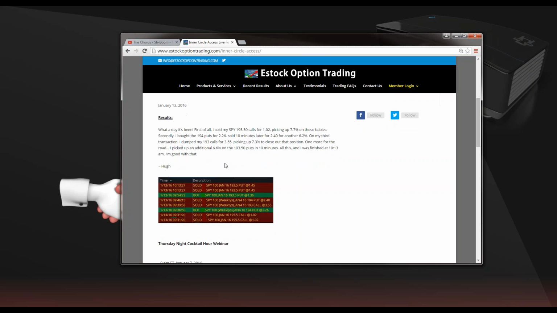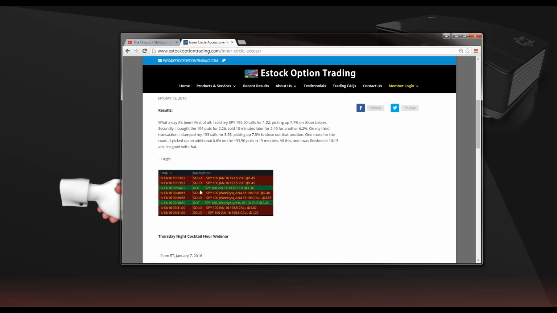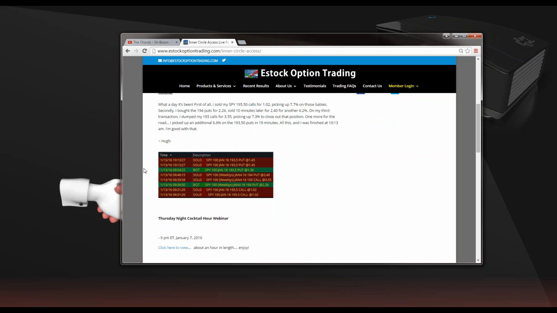That's not too bad. So the inner circle shows you this, including a screenshot of my actual trade, which is what this is right here. So later today on the inner circle, you're going to see the screenshot of today along with the final results.